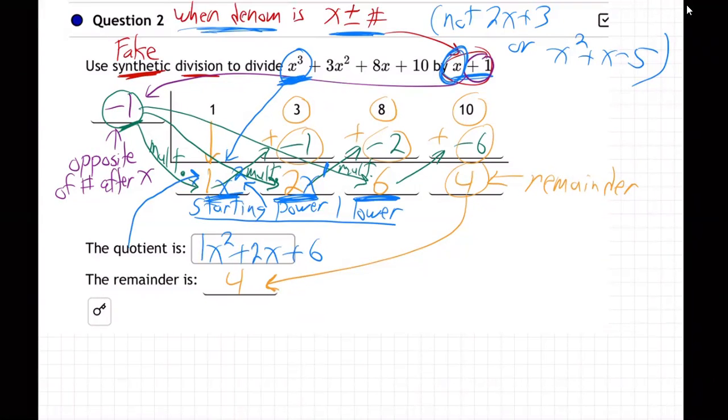Done that quick. Way better than long division. I'm going to do long division. You could do long division if you prefer. I'm going to check the answer by long division.